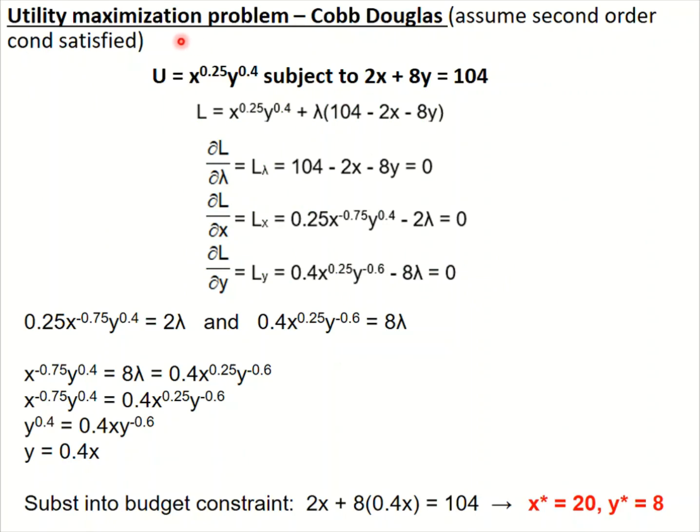Our next example is also a utility maximization problem, but here we have the Cobb-Douglas functional form. So our utility function now appears in this form here, and we are still subject to the budget constraint, but our approach is the same. All right, the starting point is to set out the Lagrangian function. The next step is to work out the first order condition, and for that we need to find the partial derivatives of L with respect to lambda, x and y, and we see those here. All right, and then using this set of simultaneous equations via substitution, we are able to work out the value for x and y.